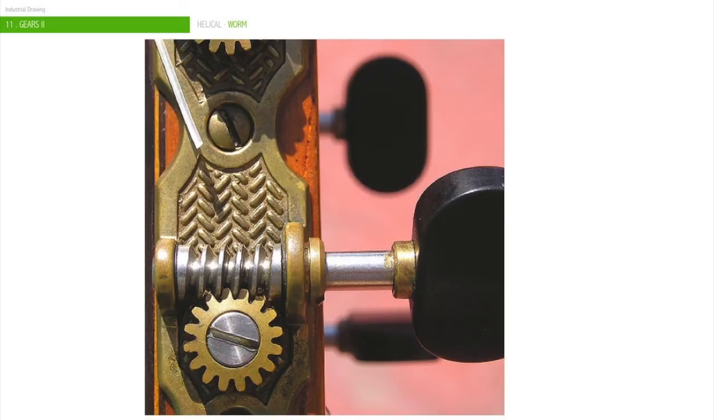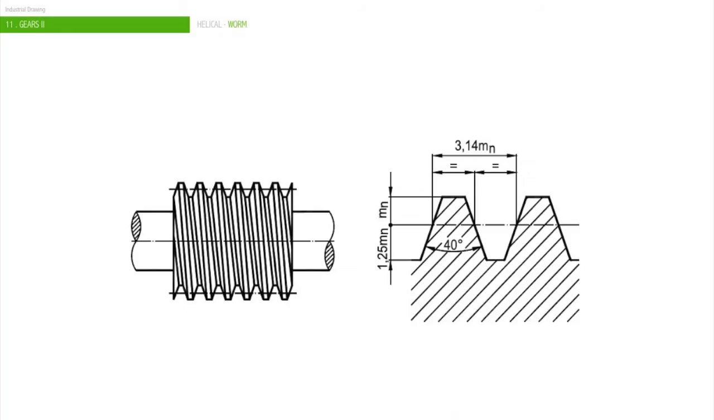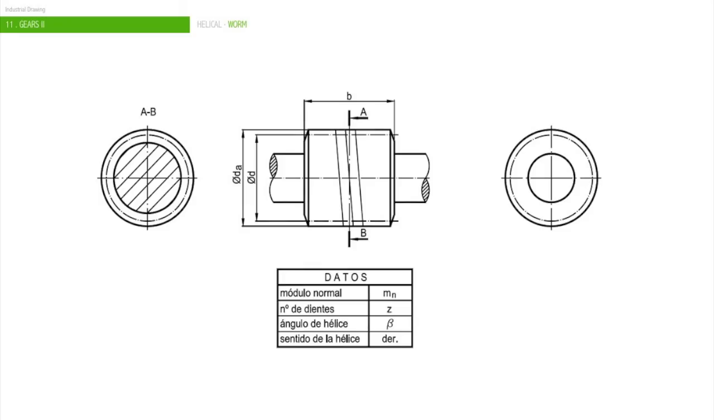Another example of helical gears is the worm gear. The worm drive is formed by a worm and a worm wheel. We use this mechanism for achieving a high torque and low speed gear ratio. Here you can see the representation of this worm drive. As with a helical gear, it also needs a data table for the values we cannot represent in the drawing.